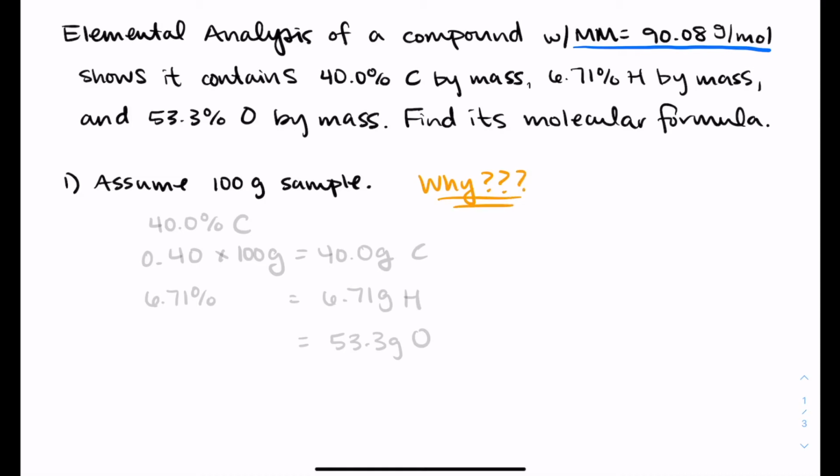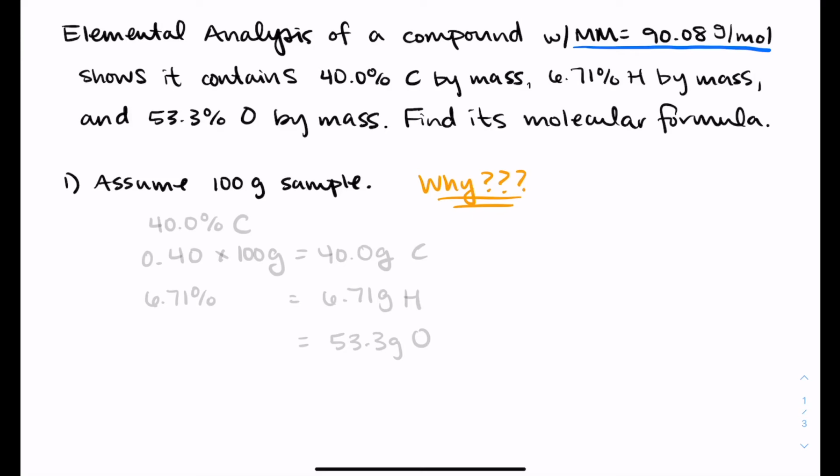Okay, it's okay. The reason that we assume 100 grams is because it makes the math easy. We have a mass percent. So if my sample is 100 grams and 40% of it is carbon, then I have 40 grams of carbon. That's the only reason. You can assume any mass that you want and get this correct.